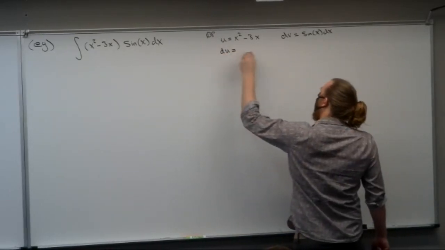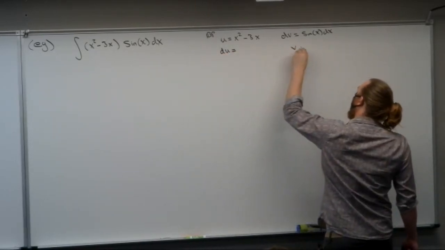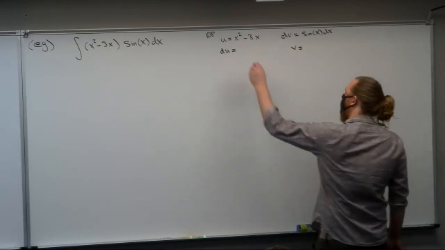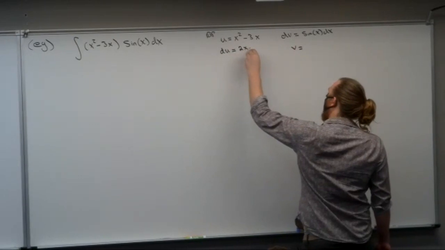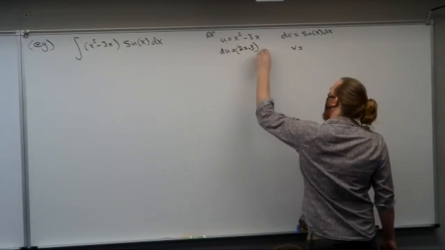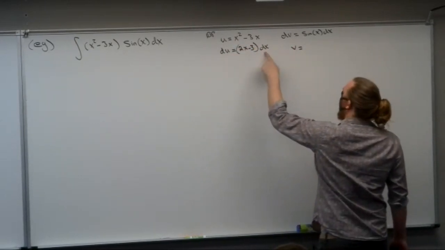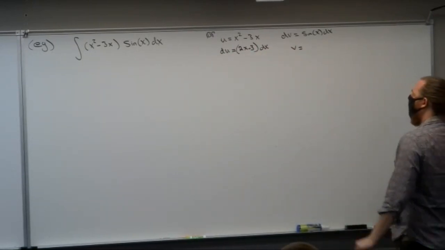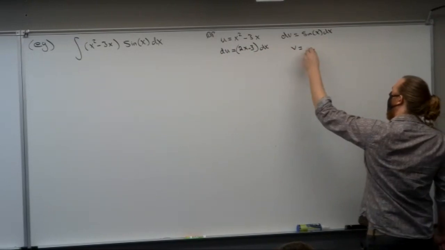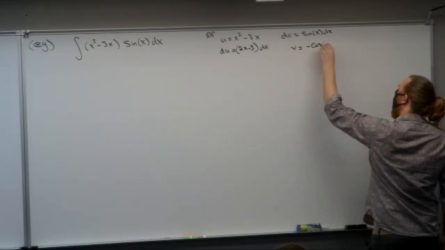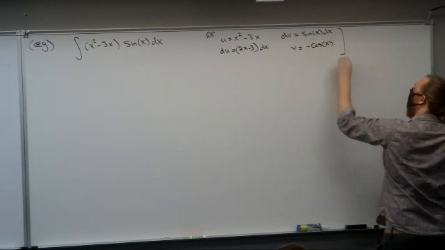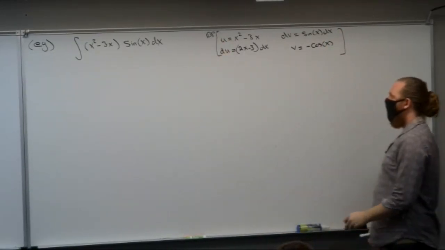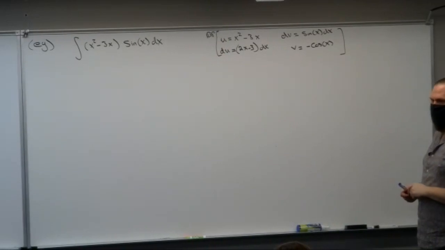So now we have to compute du from u and v from dv. Du here is going to be 2x minus 3 times dx. And please use good notation here, don't omit the differential. If you integrate sine of x dx, you get negative cos x. Table. And we plug into the formula.